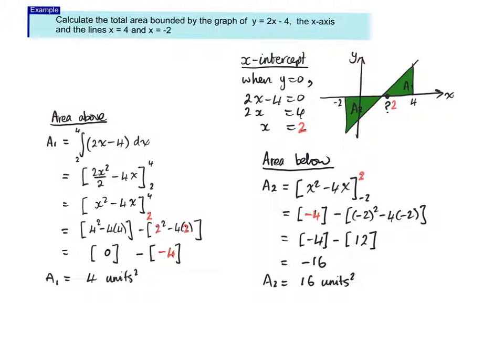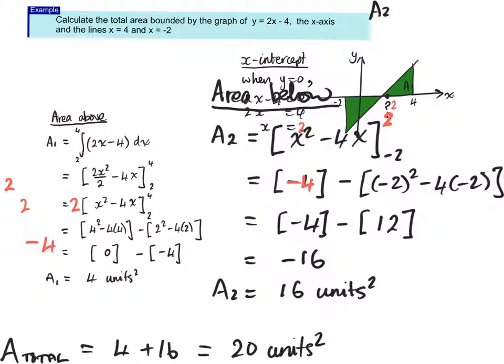So that's it more or less done. The final step, of course, is just to work out the total there, giving us an answer of 20 units squared. So you should have a go at some of the questions that that booklet directs you to. Enjoy.